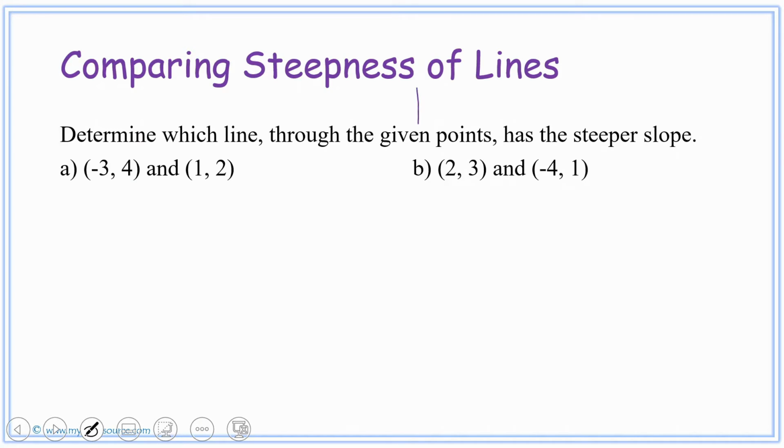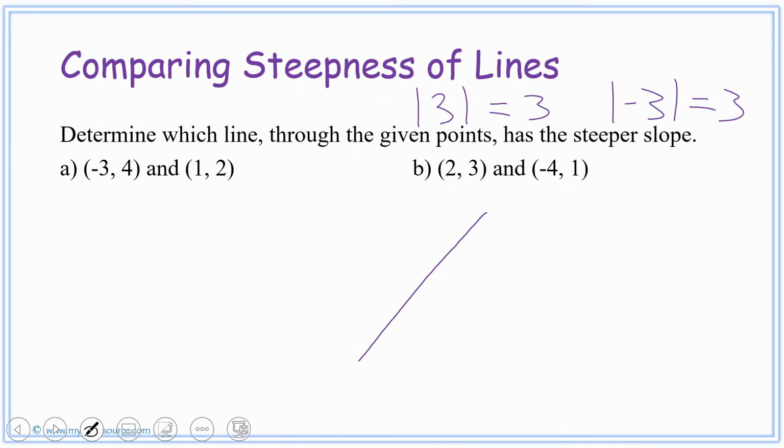So remember, the absolute value of 3 is 3, and the absolute value of negative 3 is also 3. Based off of the absolute value, we can tell whether the negative or positive slope will be steeper than the other. If the value is larger than the other value, then that's the one that has the steeper slope.